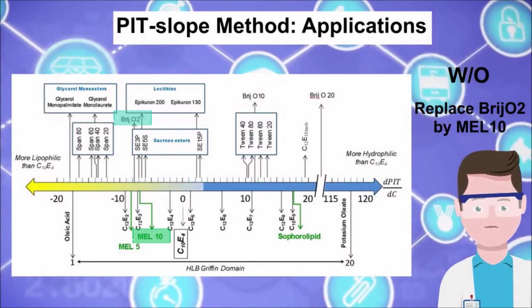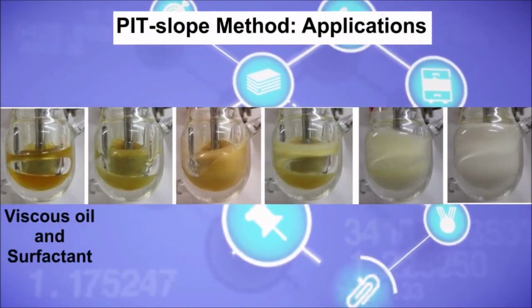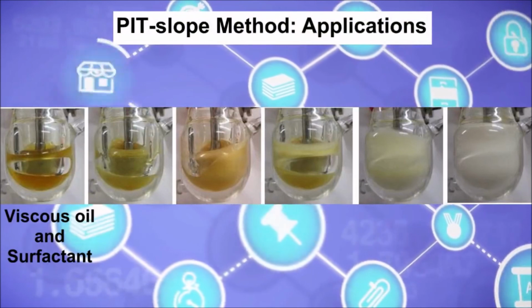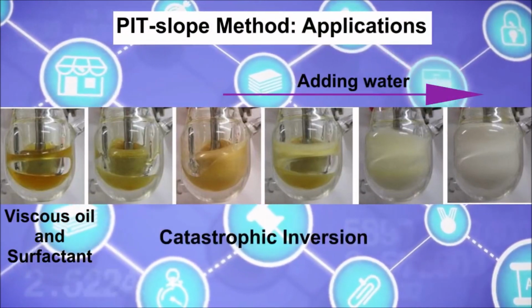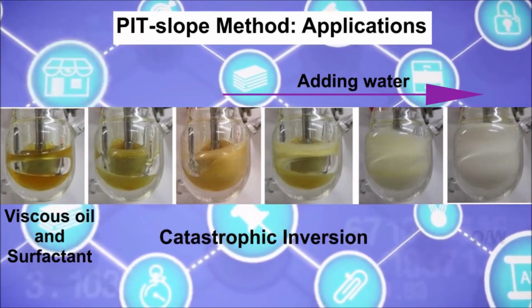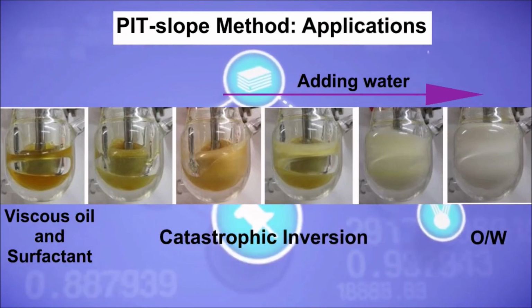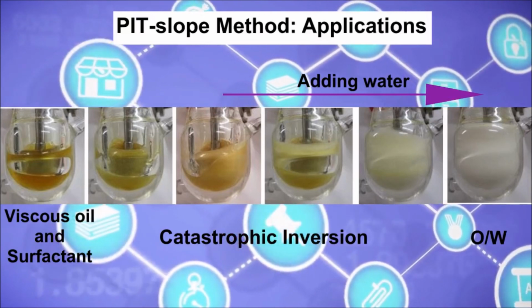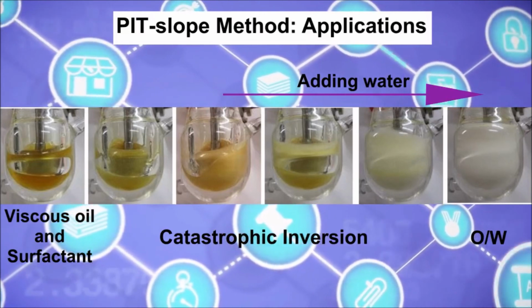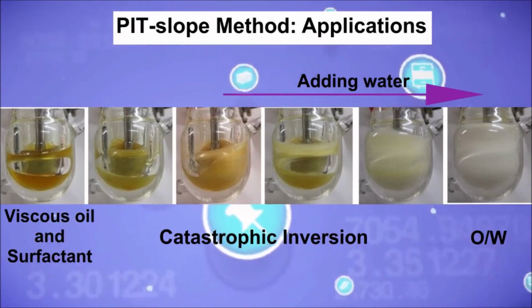A second example is in the coatings domain. Usually, ethoxylated surfactants are mixed with a very viscous resin, and then water is added progressively through a catastrophic inversion process to get an oil-in-water emulsion. In order to replace these molecules by greener surfactants, the typical molecules used in the process were tested and their PIT slope evaluated. Then, greener molecules with similar PIT slope values were used to get the oil-in-water emulsion.